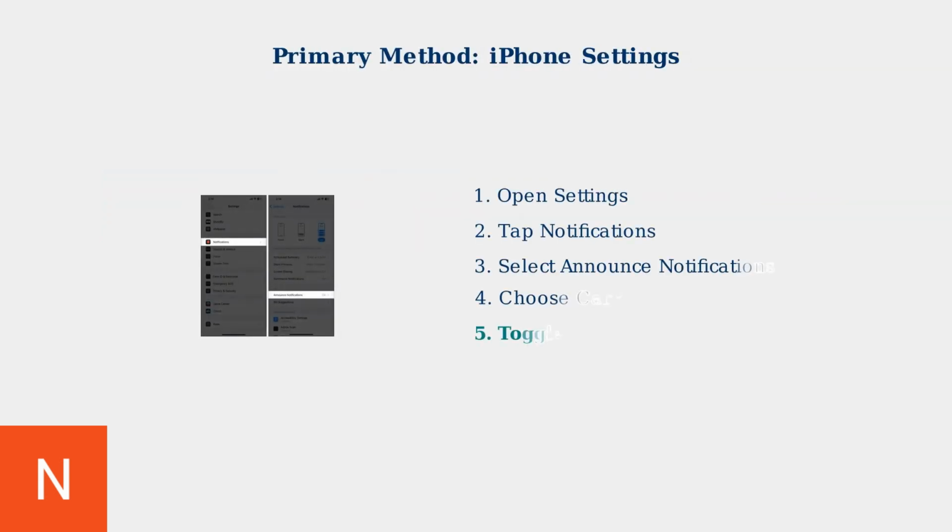The most common method to disable CarPlay notifications is through your iPhone settings. Follow these 5 simple steps. Open Settings, tap Notifications, select Announce Notifications, choose CarPlay and toggle it off.